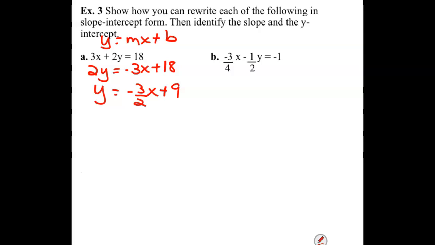So we can identify now our slope is -3/2 and our y-intercept is the point (0, 9). Okay? Questions about that? Any questions about why I wrote it as (0, 9)? I can say that b equals 9, right? In my equation, b equals 9, but where it's crossing the y-axis is the point (0, 9). Okay. How about the next one?